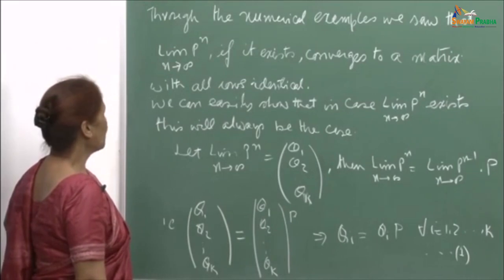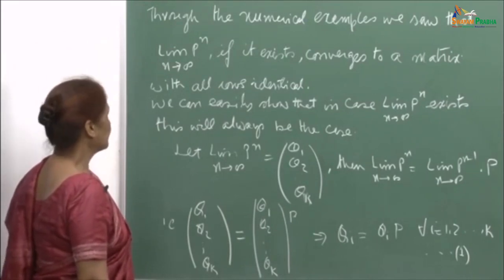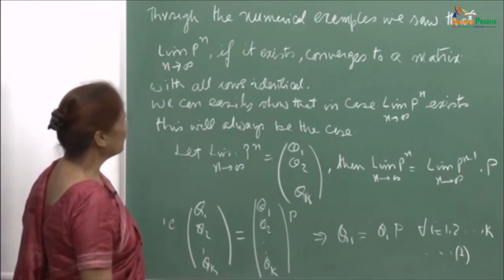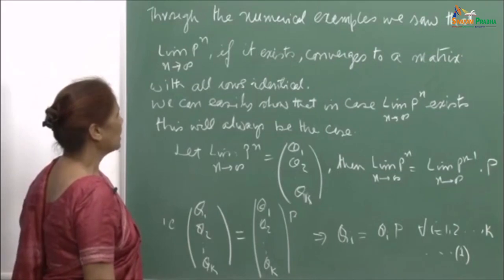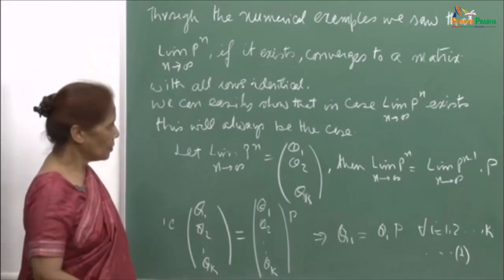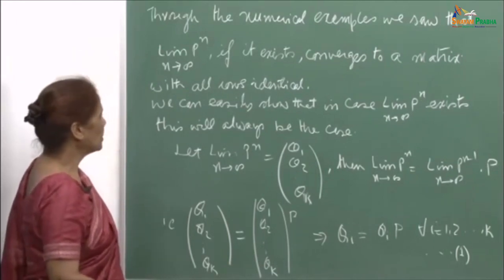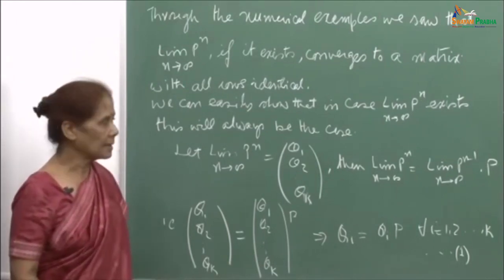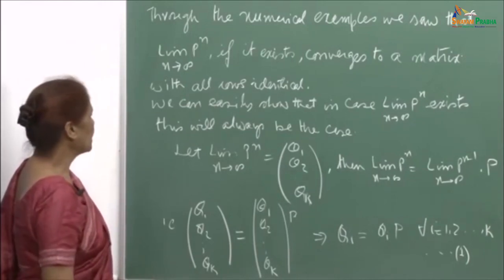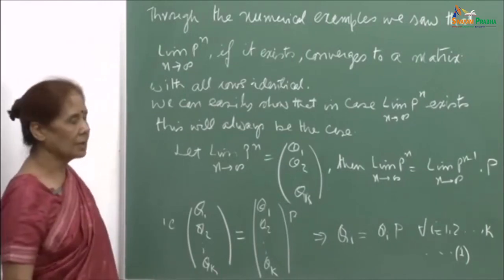Numerical examples, we saw that limit P^n, where P is a transition matrix, the nth power as n goes to infinity, if this limit exists, then it converges to a matrix with all rows identical. Whatever 2-3 examples we considered, we saw that the limit existed, and the rows were becoming identical as we increase the power value of n. That means, we continue taking higher and higher powers of P.